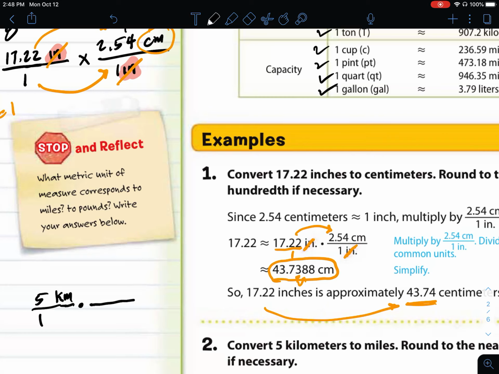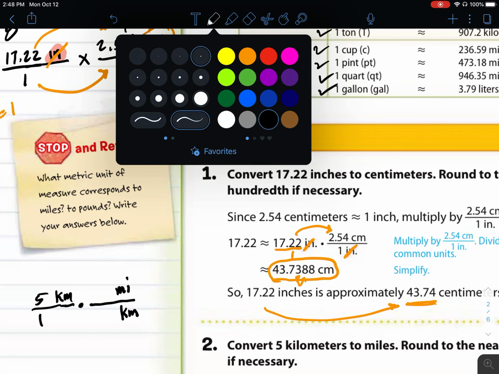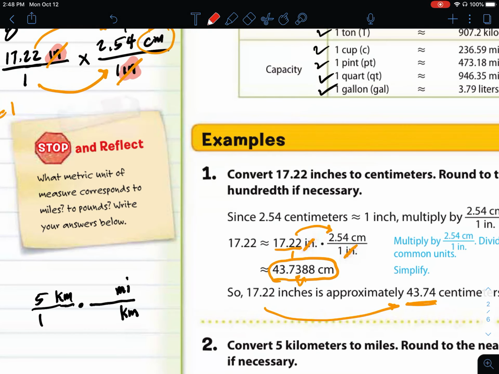Remember, we want to convert this into miles. So that means I'm going to multiply this by a conversion factor, wherein at the end of my multiplication, I'm only left with miles. Therefore, I need to get rid of my kilometers, so I'm going to write kilometers on my denominator side. Why is that? Because I can actually cancel out kilometers as we go on.